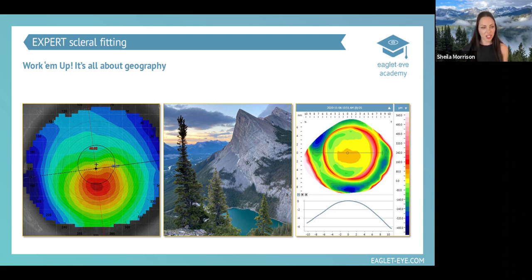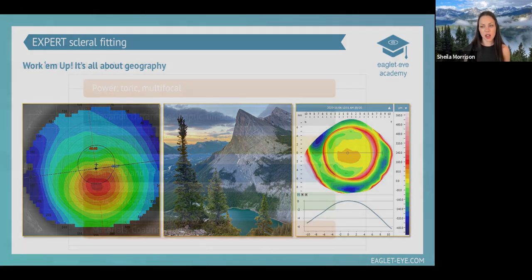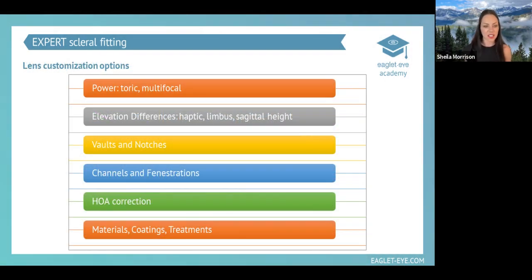But cornea, what does that cornea look like? And all the way out to the limbus. So first of all, we work them up, figure out what they're a candidate for. Today, options in lenses are vast. We can adjust the power using torics, multifocals. We can adjust the limbus and sagittal height of the lenses in quadrant specific or customized ways.